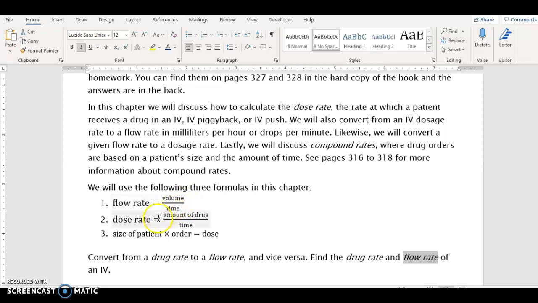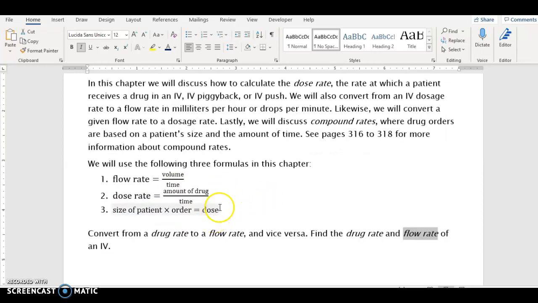Then we have something called the dose rate. Since the patient is receiving an IV, if it's an IV piggyback or an IV push, there's a drug dissolved in the IV fluid. As the IV is flowing into the patient's body, the patient is also receiving the drug. The rate at which the patient receives the drug is called the dose rate. It's equal to the amount of drug divided by the time.